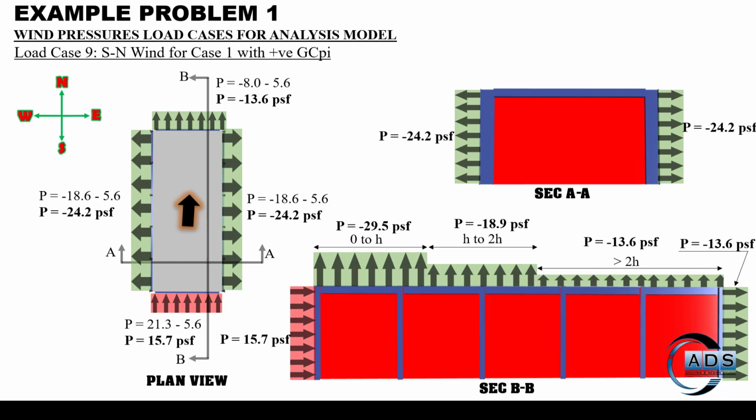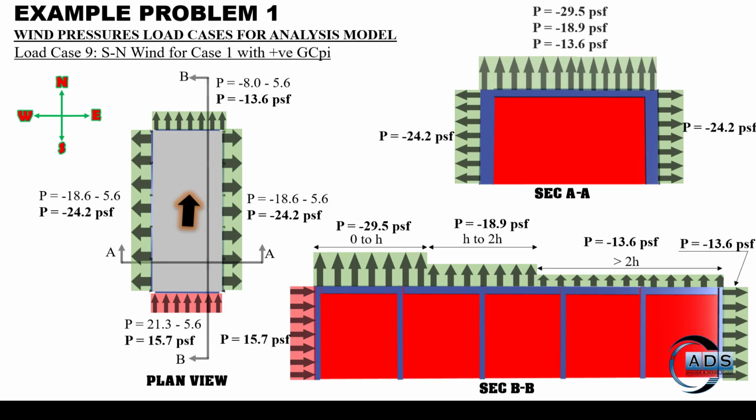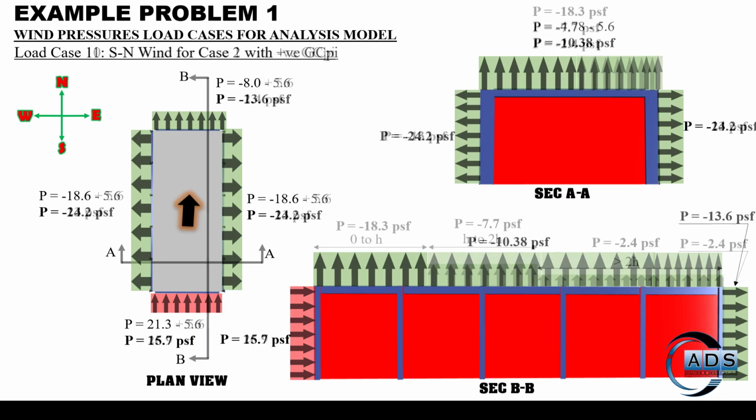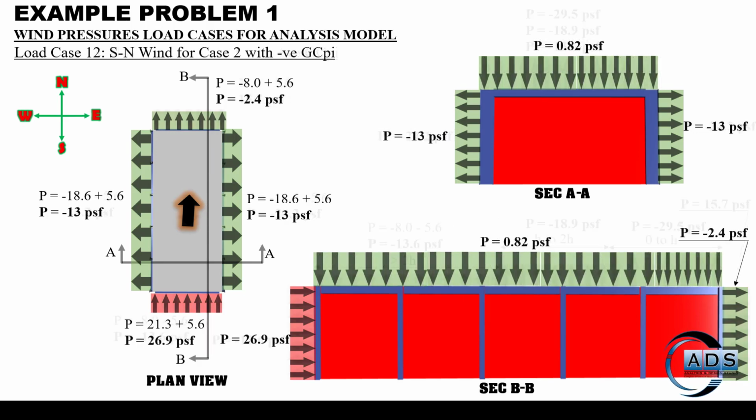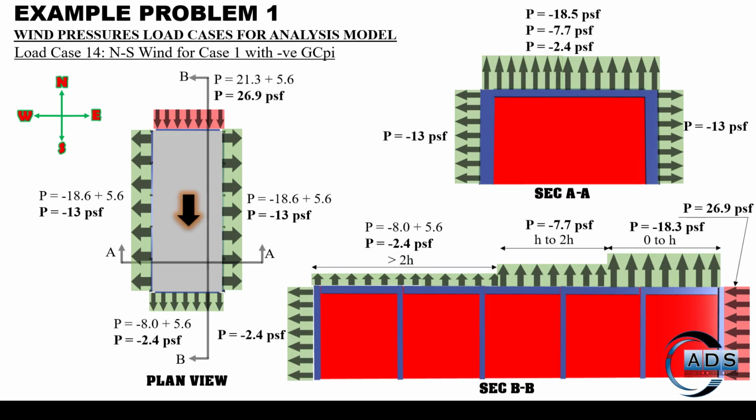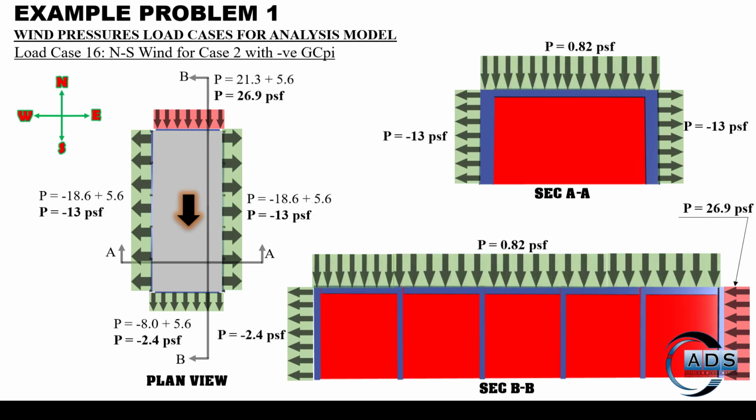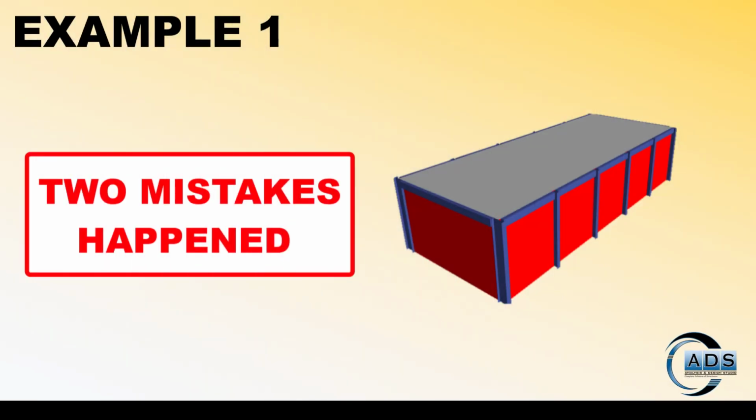Now in section AA, what do these pressures look like? The pressure looks like this. It is gradually decreasing. So I have not shown all these three in section AA, rather I have written over all these three values. Likewise for all the load cases. So these were the mistakes that I made while explaining example problem 1.